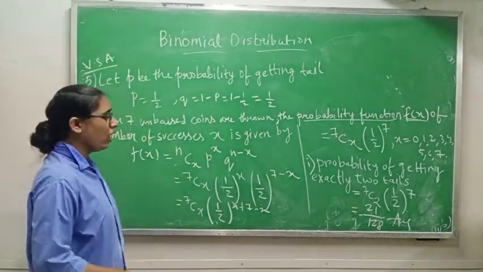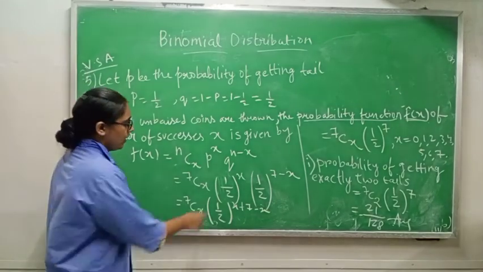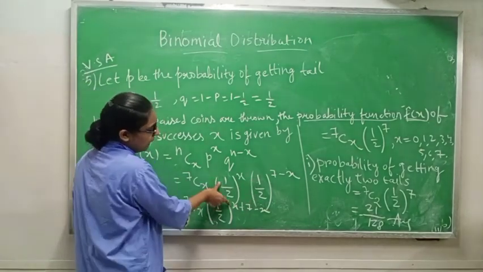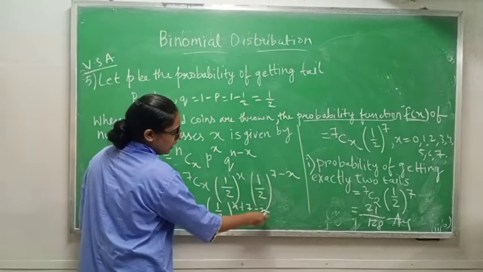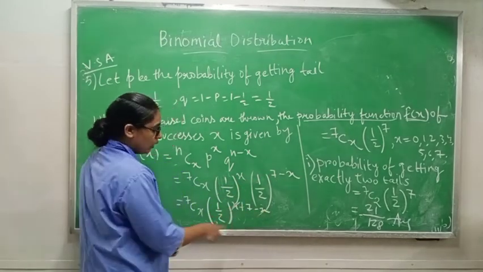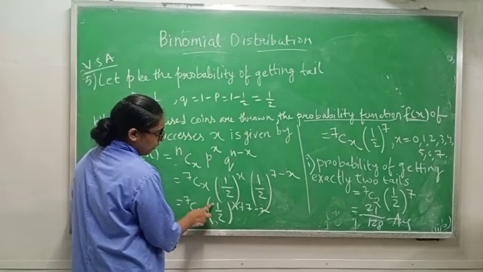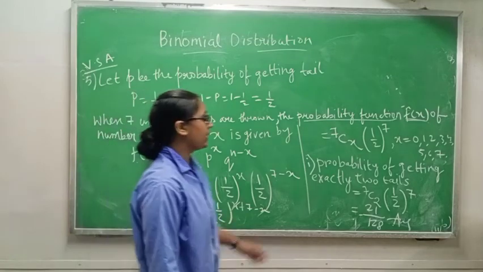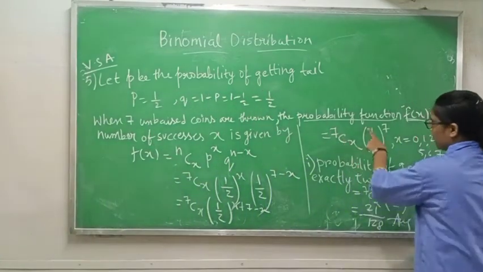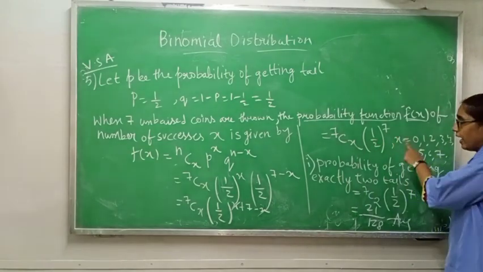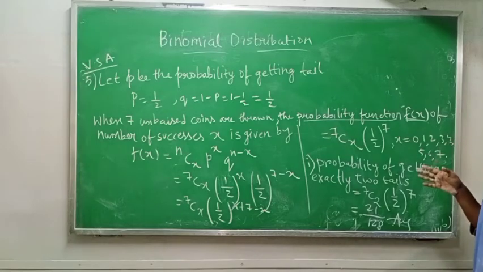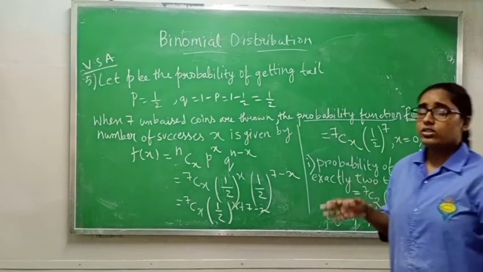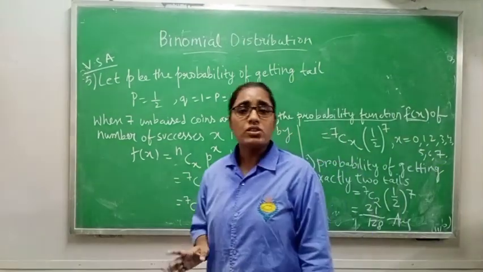Okay. Now you can use the law of indices. When you have the same base inside the bracket, their powers will add up. So x plus 7 minus x, the x and minus x will cancel out. You will get (1/2)^7. That is why I have written 7Cx (1/2)^7. The x value can change. It can be 0, 1, 2, 3, 4, 5, 6, 7. It will go up to 7, not more than that. Why? Because there are only 7 unbiased coins.